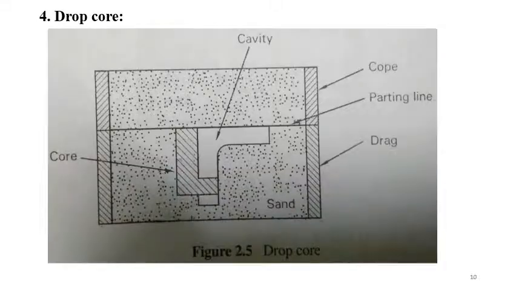Next is the drop core type, the fourth one. You can see this is the cope box, drag box and parting line. This is the actual component, but here a small hole is required at the bottom side. It is dropped down, moving downwards. This is a drop core. It is located in the drag box here.